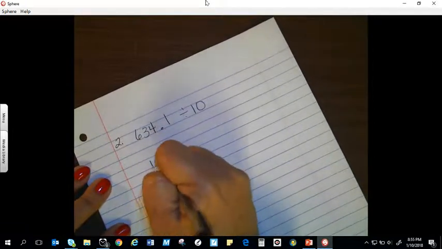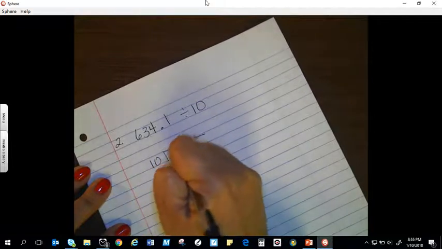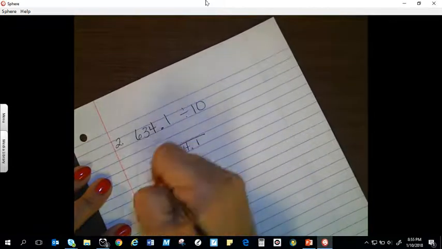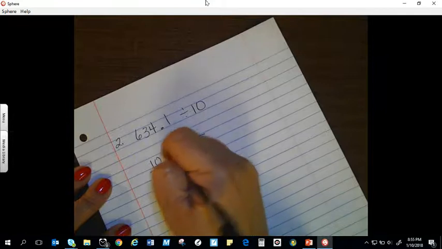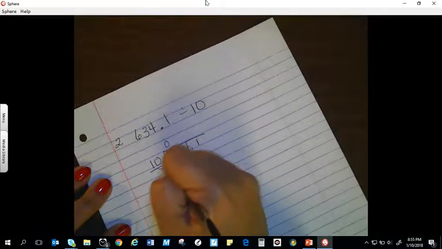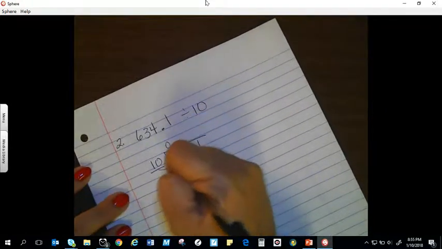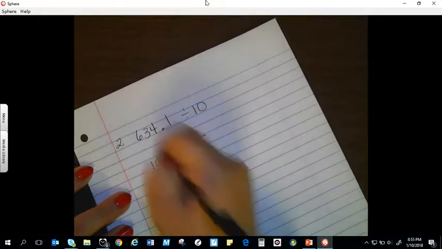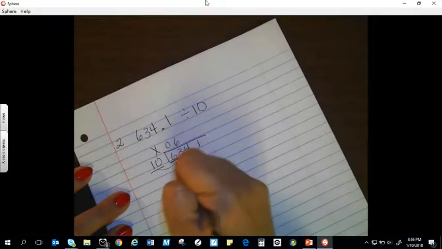Number 2 is 634 and 1/10 divided by 10. Again, I'm going to have my 10, 634 and 1/10. 10 goes into 6 0 times. So now how many times does it go into 63? 6 times, because 10 times 6 is 60.